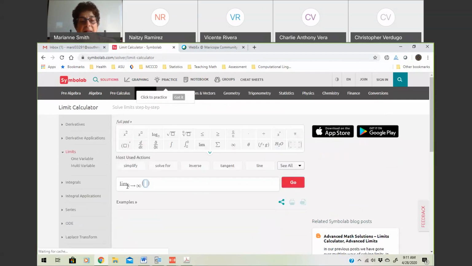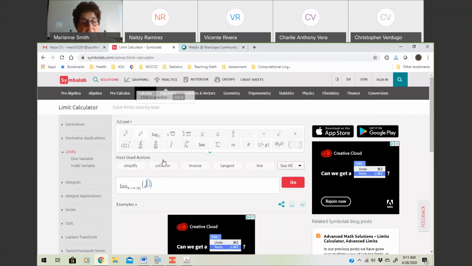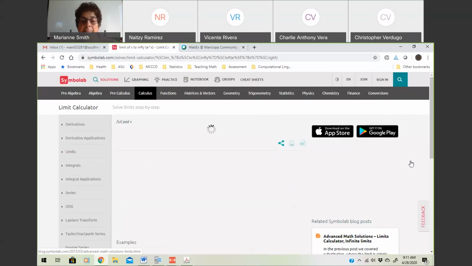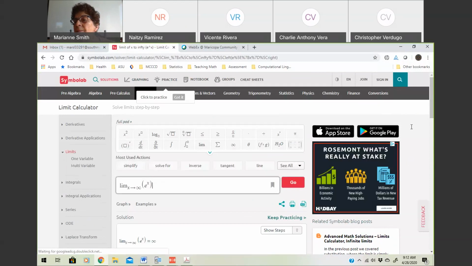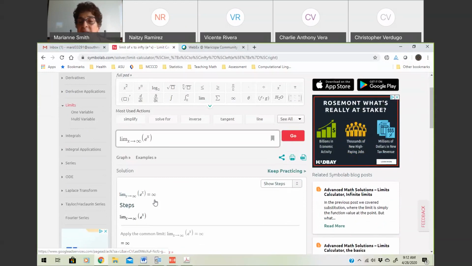And it sets it up for you, okay? You can set it up yourself by using the limit key here. But this is already set up. The limit is x goes to infinity. Let me put in e to the x. All right, and then say go. Okay, and you can see if you scroll down a little, it says it's infinite. That's another way of telling you the limit doesn't exist.